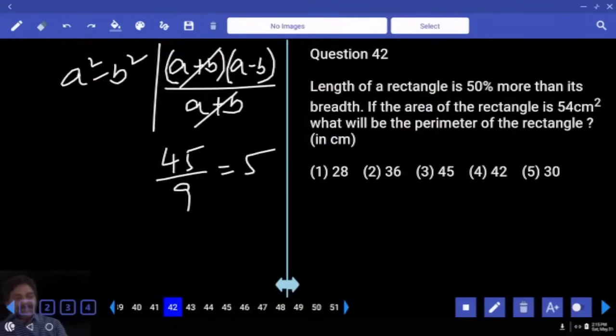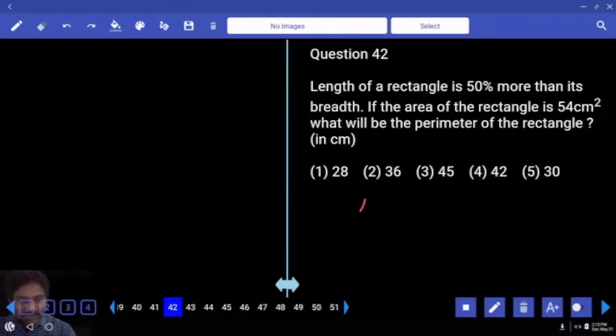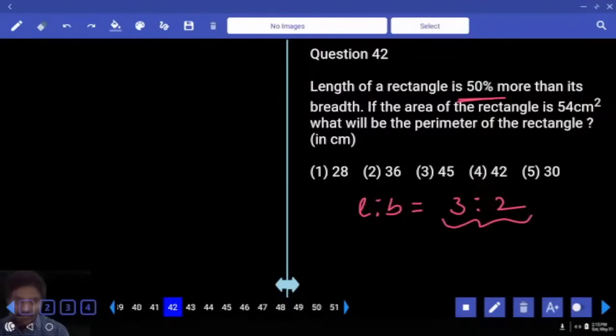Length of a rectangle is 50% more than the breadth. If the area of the rectangle is 54 square centimeters, what will be the perimeter of the rectangle? Right. So length and breadth ratio, if you write it as 50% more, 50% in fractional form is 1 by 2. So if breadth is 2, length becomes 3. L plus B, but you are asked to calculate perimeter, right? So that is 2 times of (L plus B).